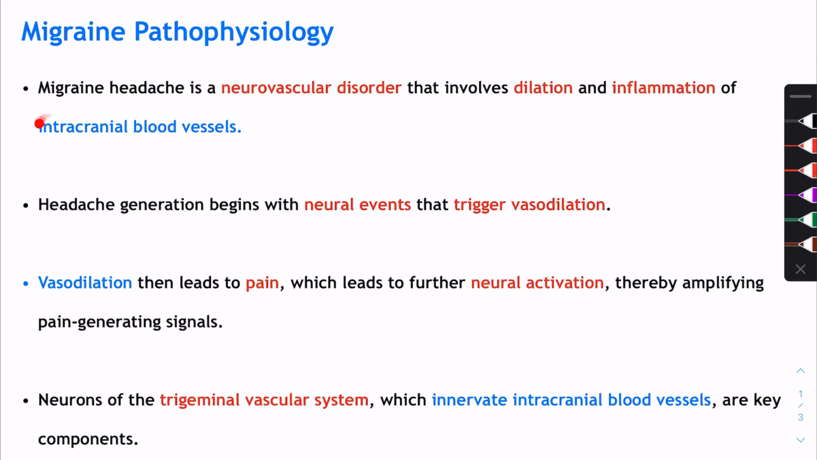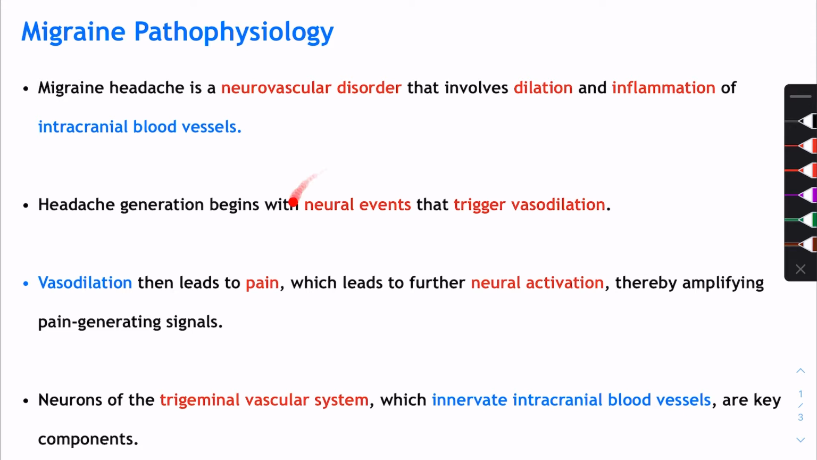The headache generated through migraine is mainly due to the neuronal events that will trigger vasodilation. Headache generation begins with neuronal events that trigger the vasodilation, where there will be stretching of the nerve fibers surrounding the intracranial blood vessels that will lead to pain. So the first step involved in migraine headache generation is the neuronal events that will trigger the vasodilation.